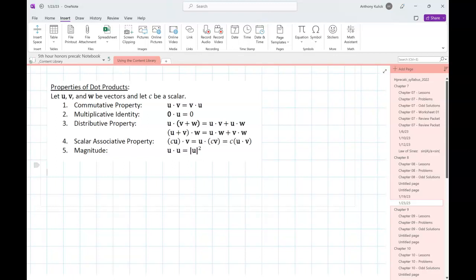If I do scalar multiplication with the dot product, I can do that scalar multiplication any place. I could do it to u, I could do it to v, or I could do the dot product of u and v first and then do the scalar at the end. Those all give us the same result. And then if I take the dot product of a vector with itself, that is going to be the same as the magnitude of that vector squared.